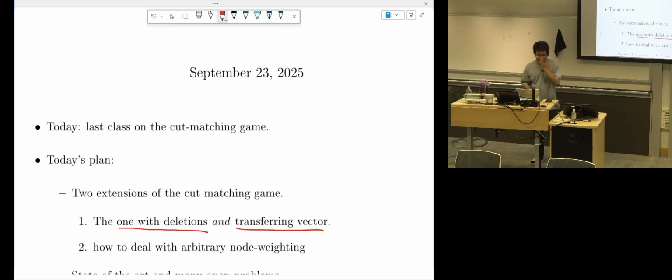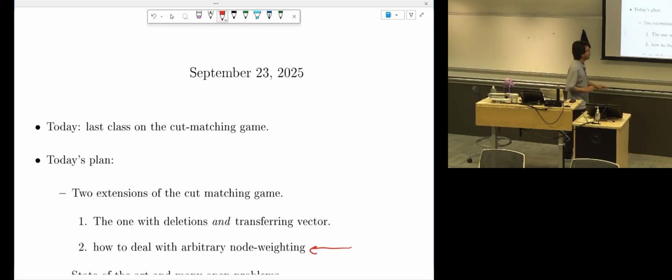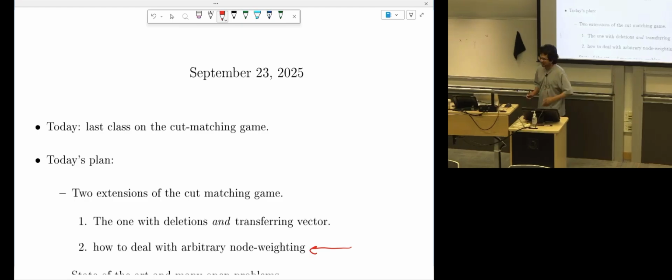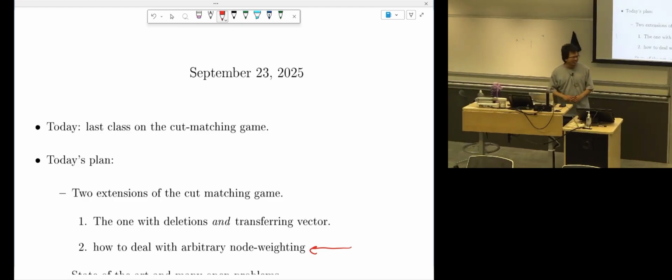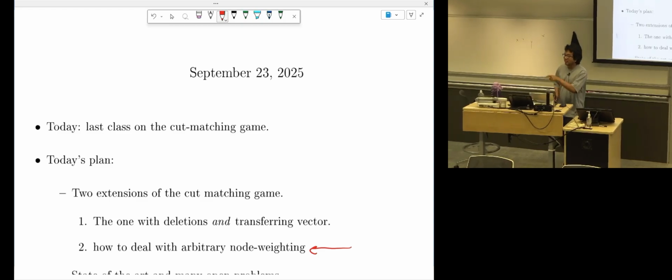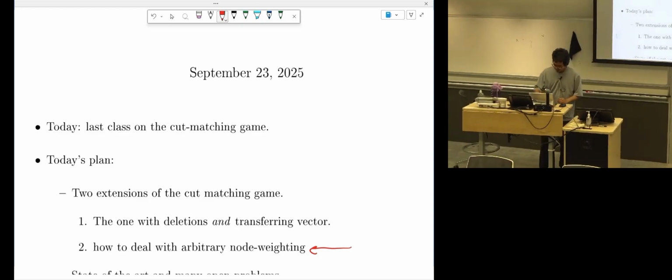Also, I quickly went through how to deal with arbitrary node weighting last Thursday, but that was a bit too quick. I'm just going to do it carefully today. So you don't need to scribe this one too.